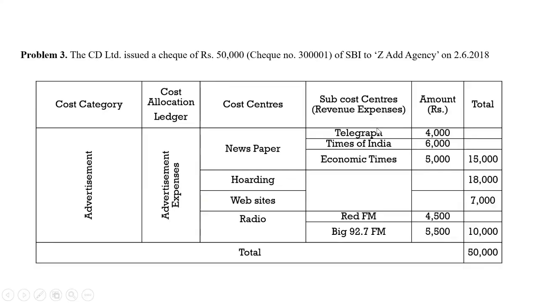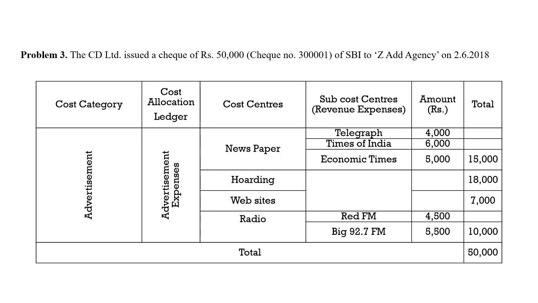Look, so cost centers, there are four cost centers. I mean, the four ways your advertisement expenditure has been incurred. One is for newspapers, hoarding, websites, and radio. Now I classify these cost centers into sub cost centers. That means there are three newspapers, and I try to identify the amount which has been incurred for each and every type of newspaper.